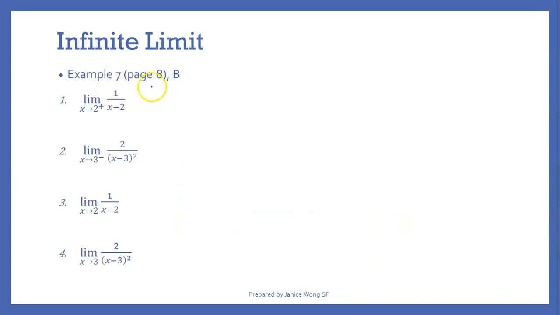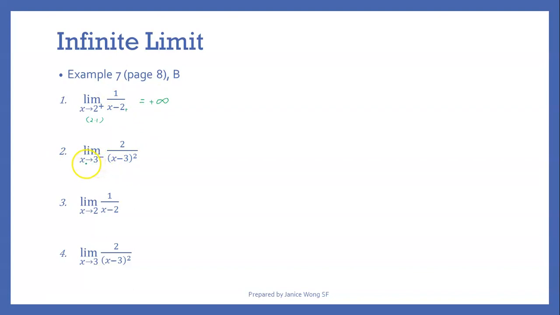Let's see example 7 in page 8, part B. Evaluate all this. So let's see, x approaching 2 positive. Let's substitute x equals to 2. 1 over 2 minus 2, 1 over 0 case. Something over 0 case for one-sided limit must be related to infinite limit. Is it positive or negative? Let's check the sign. 2 positive means take 2.1 as a representative to check the sign. 2.1 minus 2, positive value. Positive over positive is positive infinity.